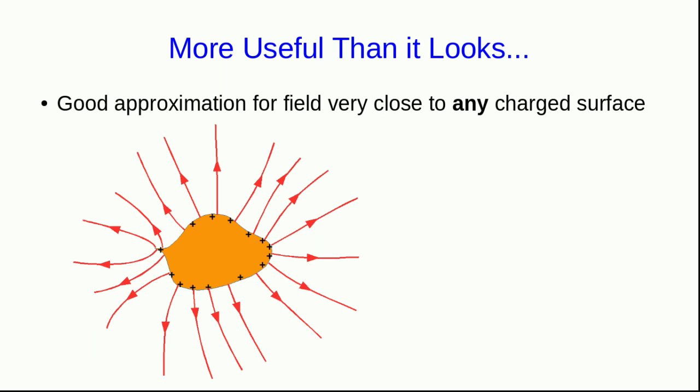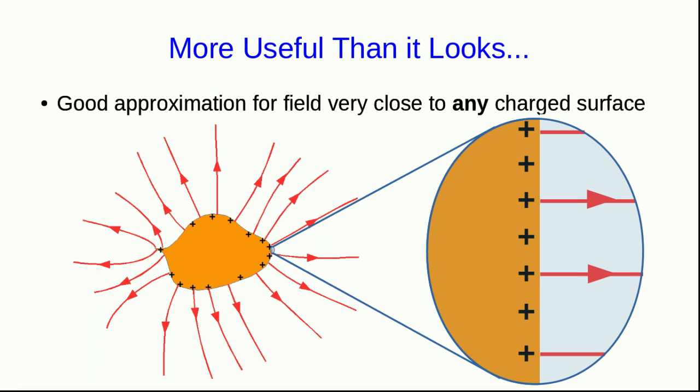Realize that just as when you walk outside and look, you don't notice the curvature of the Earth, when you look very close to any surface, if you look from close enough, the surface looks flat and infinite. And so the field close to any charged surface, where by close we mean on a scale that is much smaller than the curvature of the surface, the field always looks like the field due to an infinite plane of charge.